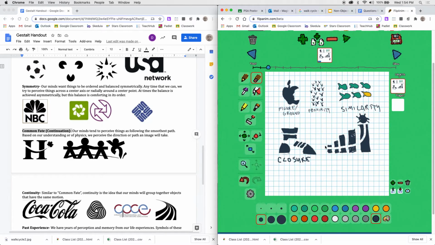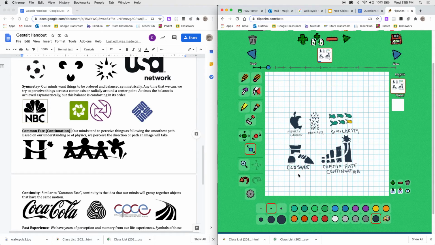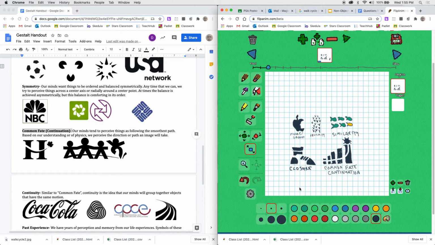Using lines, using rhythm. Okay, so this we call common fate, or continuation is another way to say it. Okay, so I'm just going to shrink these and move them a little bit.